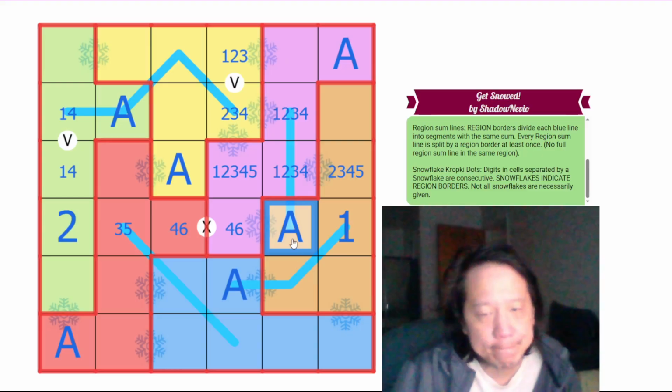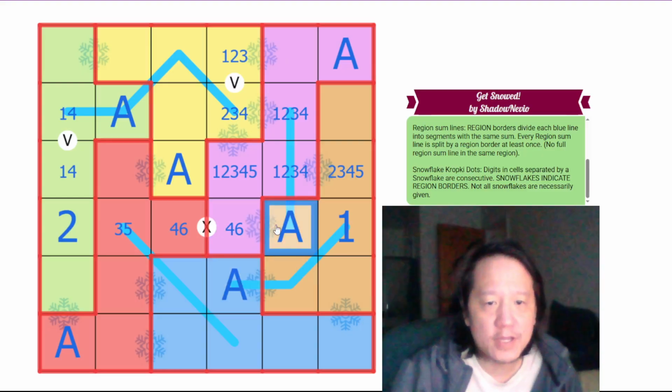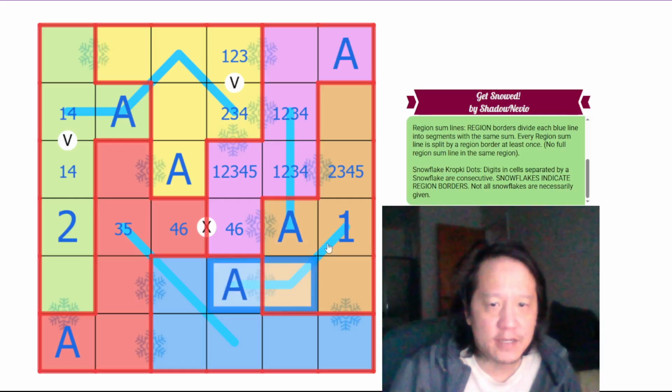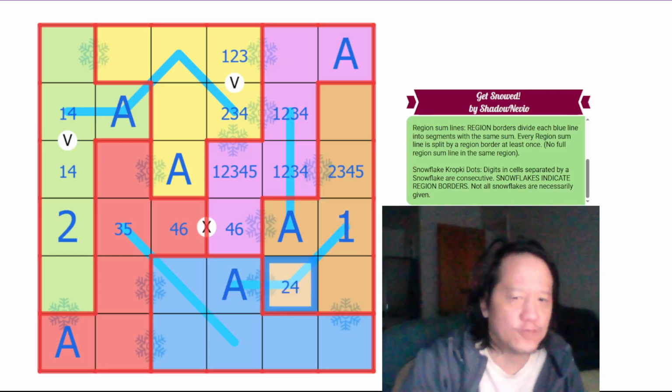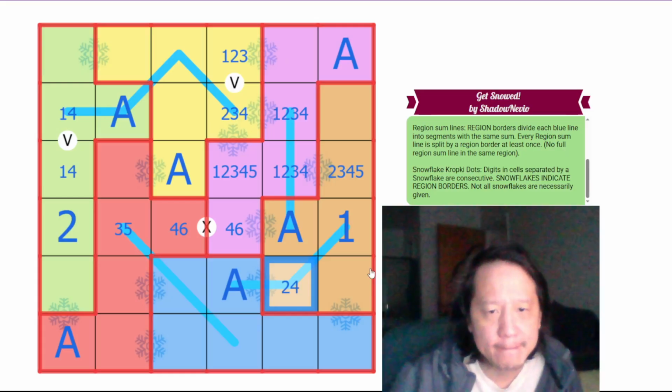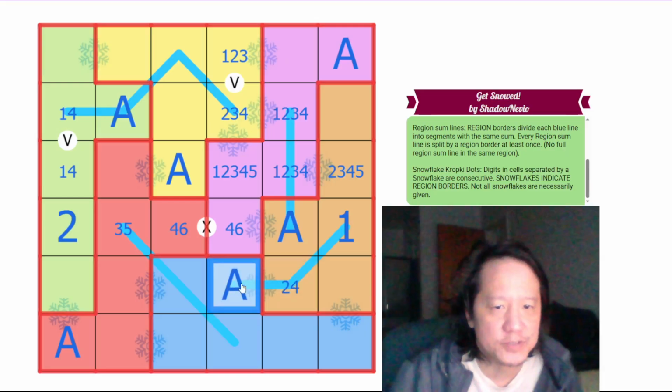So all the A's are the same digit. And it's 3 or 5. That means to add up to 3 or 5, this must be 2 or 4. Right? Because it's 1 plus another digit equals 3 or 5.